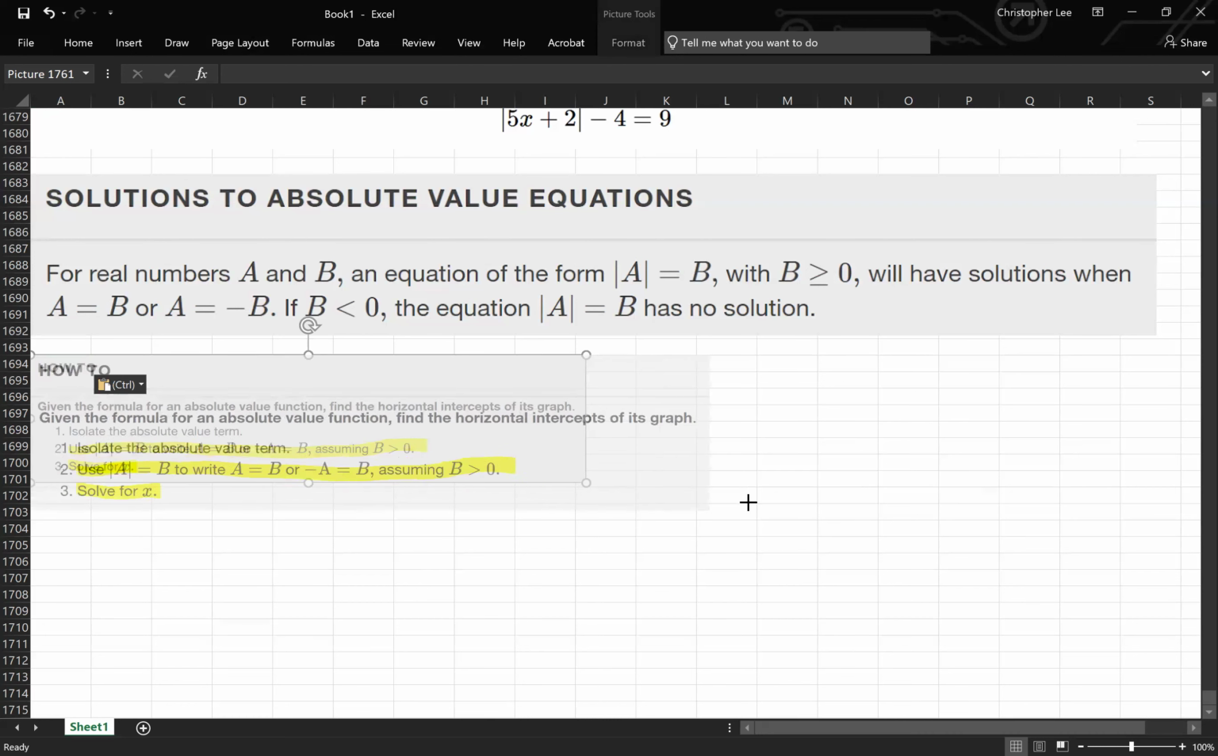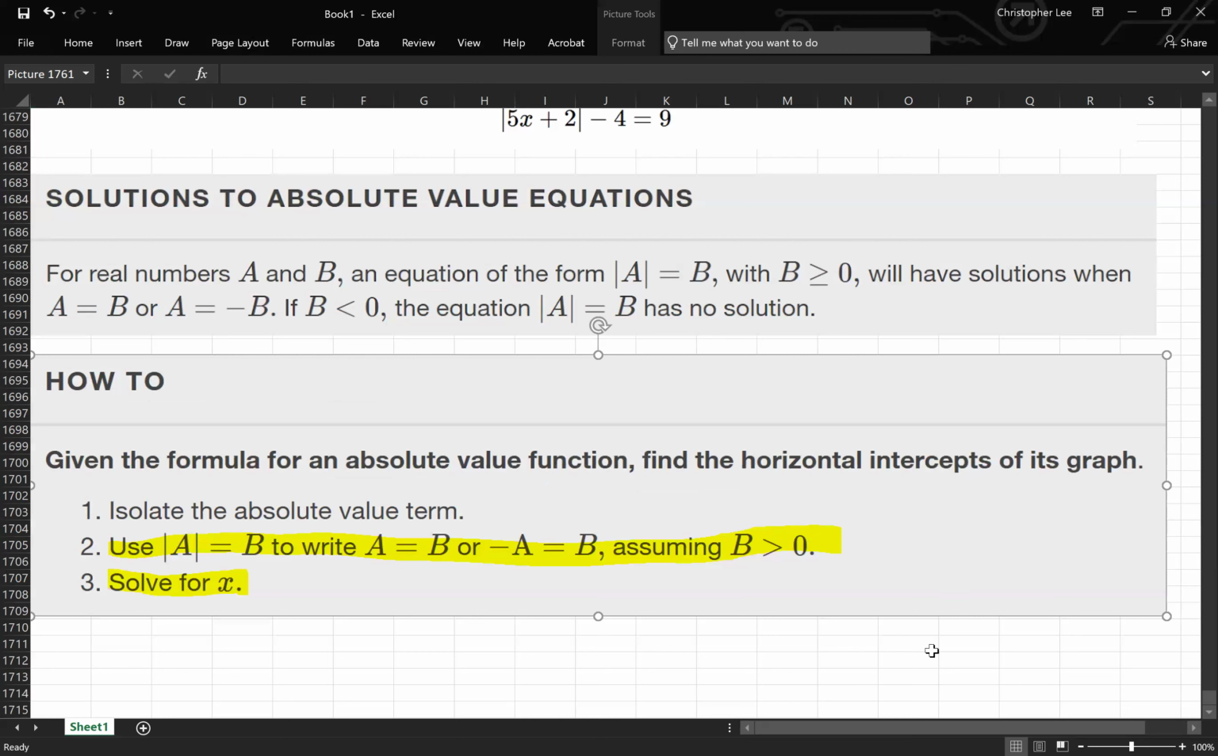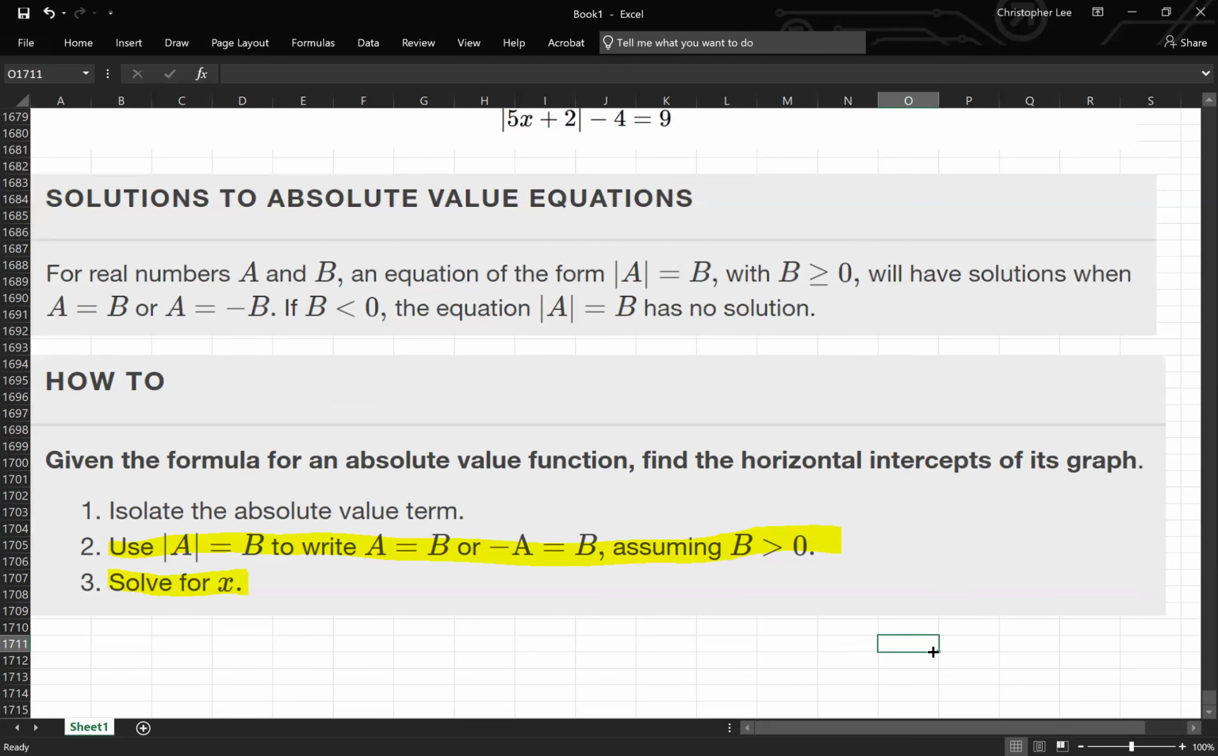Given the formula for an absolute value function, find the horizontal intercepts of its graph. What we want to do is first isolate the absolute value term, so you get that by itself. Then we use the absolute value of a equals b to write a equals b or negative a equals b, assuming that b is greater than 0, and then you just solve for x. One positive answer, one negative answer, solve for x, like we did before. And that's it.